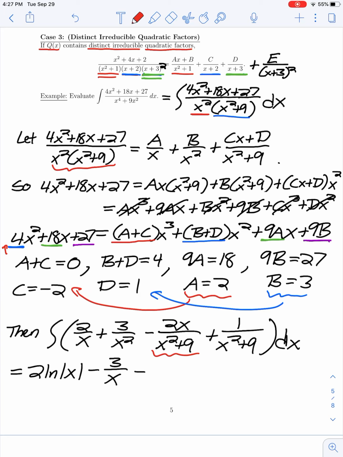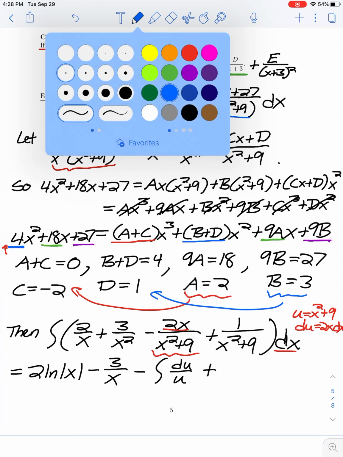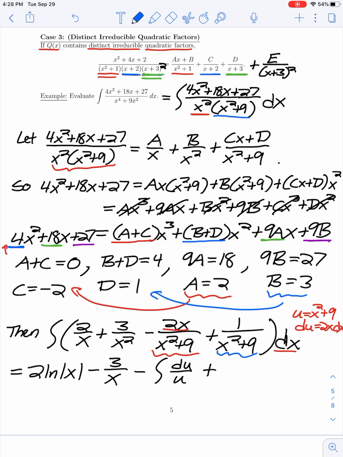To integrate this third term, I could make a u substitution, where u would be my denominator, in which case du is 2x dx. That's exactly what I'm going to have for my numerator. So by making a substitution, this third term reduces to the integral of du over u, and then plus the antiderivative of this last term, 1 over x squared plus 9, or x squared plus 3 squared. If you think back to the section 1.5 lecture, we derived a formula for antiderivatives of this form, and this would be given by 1/3 arctangent of x over 3.